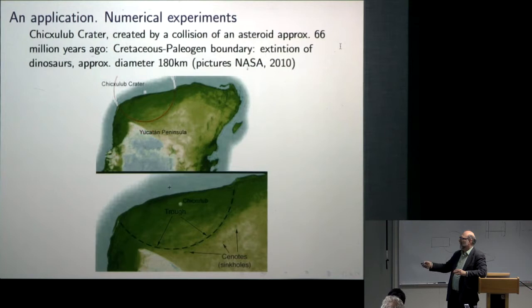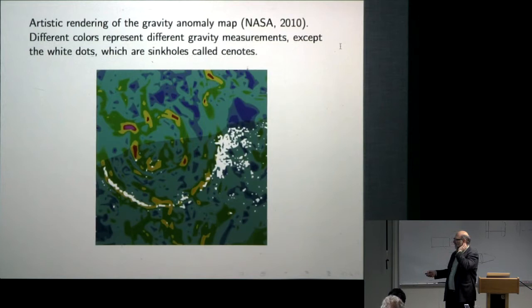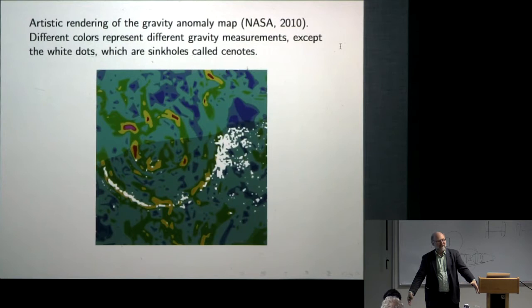This is an artist's rendition from NASA that took different measurements. This is the coast, and you can see these shapes that hint that this happened. These white dots are sinkholes. In Spanish, they're called cenotes. I don't know if any of you have been to Yucatan or swam in them, these are huge ponds going very deep in the middle of the rock. There are hundreds of them, and people go to see them. But it's part of the story, okay?